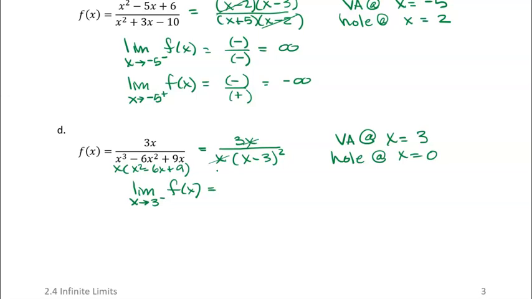Those will cancel. And so I'm going to have a positive in the numerator and a positive in the denominator, so it's going to go to positive infinity. And the limit as x approaches 3 from the right, the numerator is going to be positive, and the denominator, we're squaring it, so it's going to be positive. So in both cases, it goes to infinity.